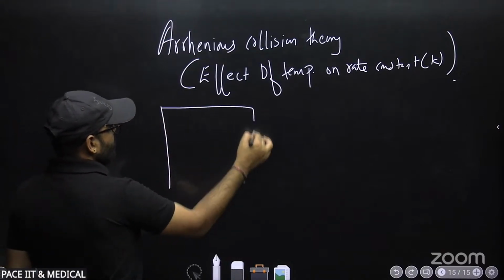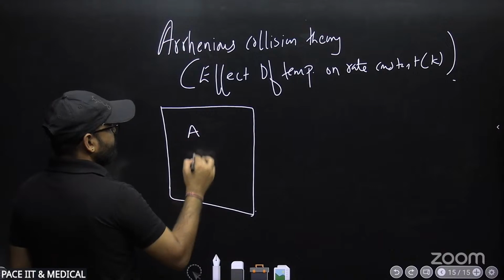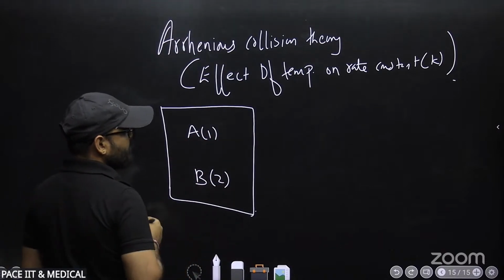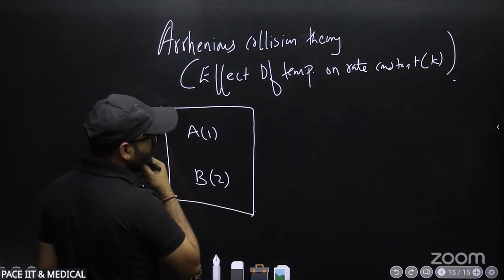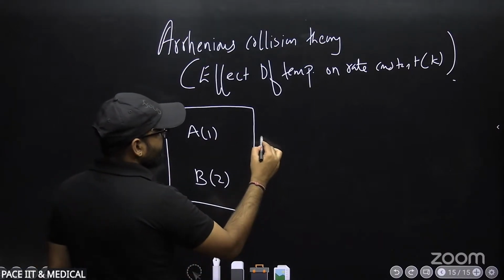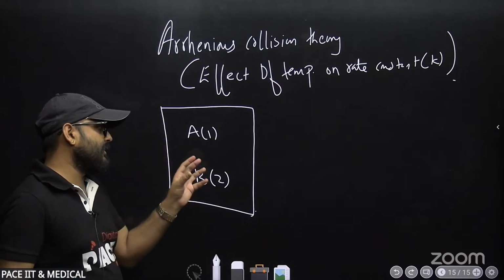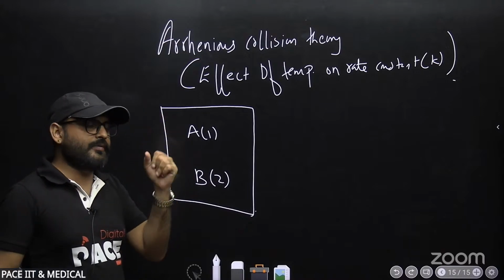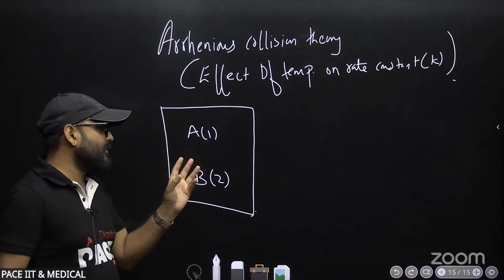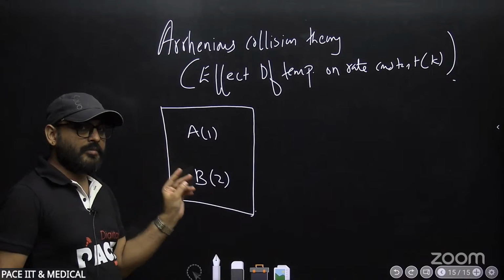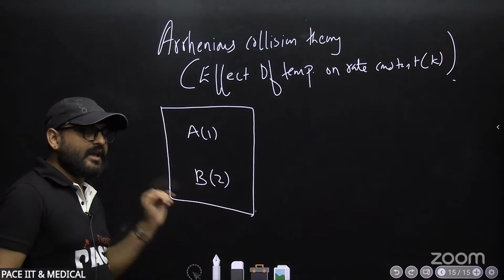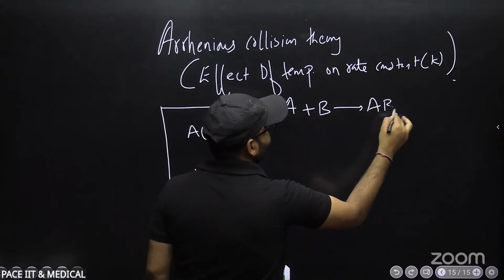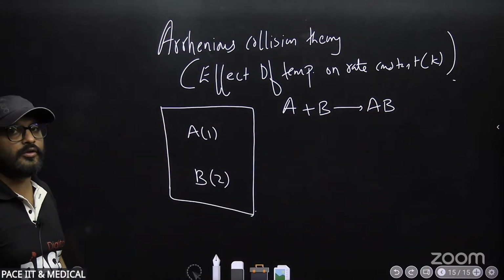See, here it is A and B. I'm treating A as one type of molecule and B as another type of molecule, so there will be 3 types of collisions in this container. Many molecules of A and many molecules of B are here. So there will be 3 kinds of collisions in this container: between A and A, between B and B, and between A and B molecules. And let's say this reaction is happening, A plus B converting into AB.